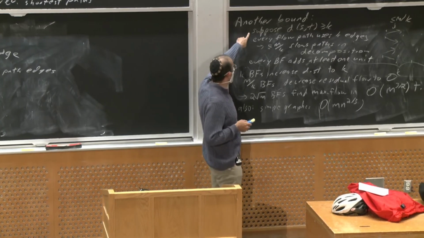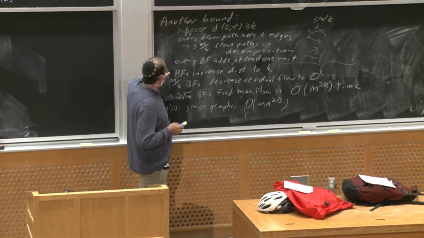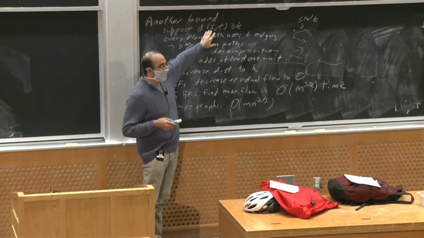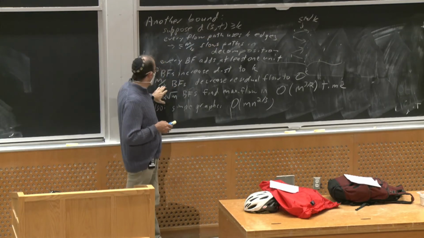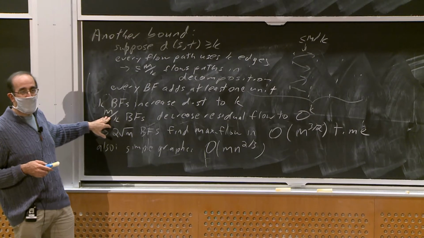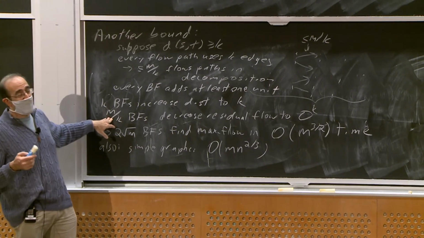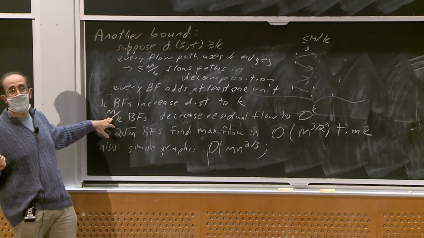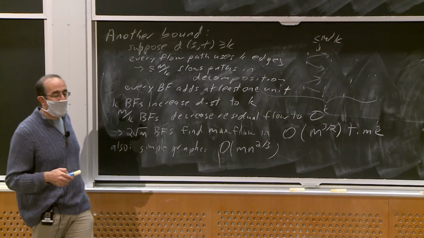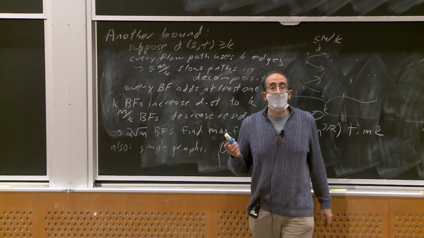Just to make sure everybody's clear on this, the argument that I've made here is that if you run k blocking flows, that will force the distance to go up to k. And at that point, there is only m over k flow remaining. So after k blocking flows, another m over k blocking flows will finish the algorithm. And that's true for any value of k, so we used root n because that gave us a good bound overall.